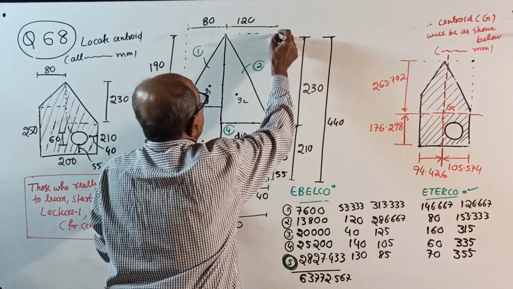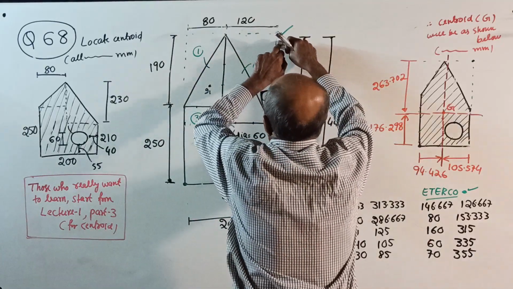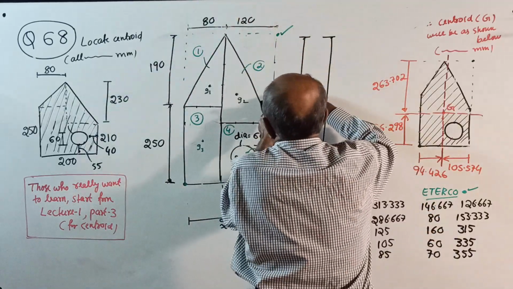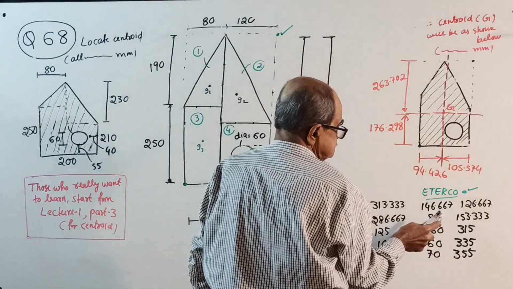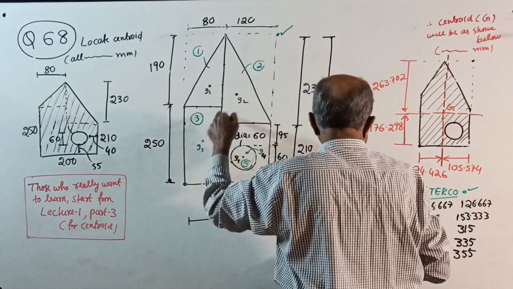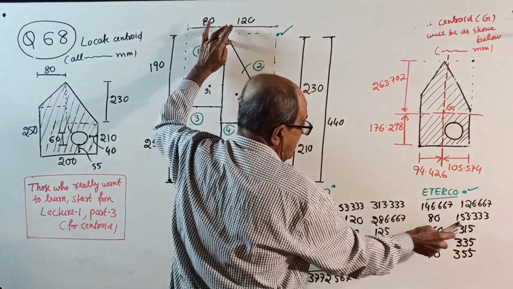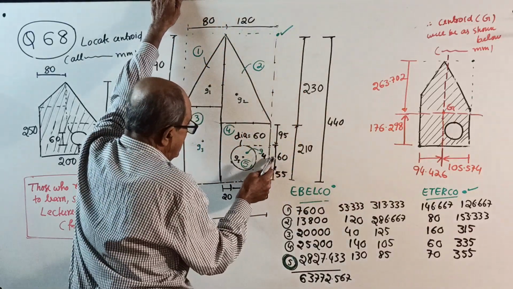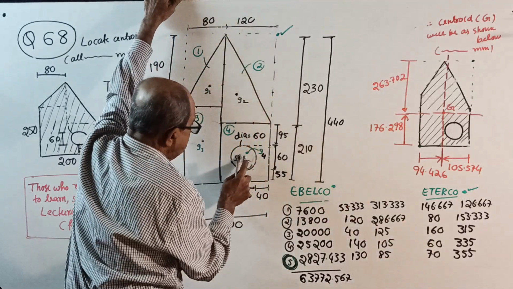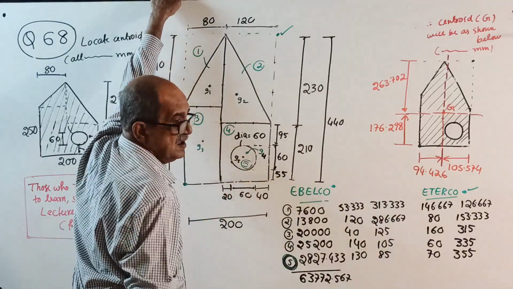Aterco here, see, Aterco. X. 120 plus 1 by 3 of 80. 2 by 3 of 120. 120 plus half of 80. Correct? 120 plus, here, 160. Okay. So I am seeing there. Fourth one, half of 120. Fifth one, circle, 40 plus half of 60.